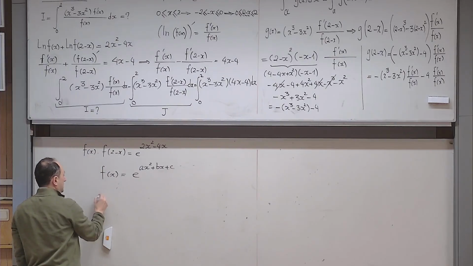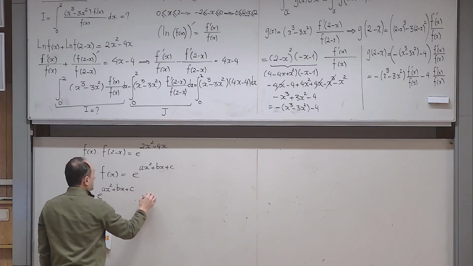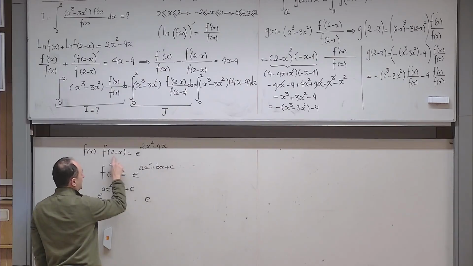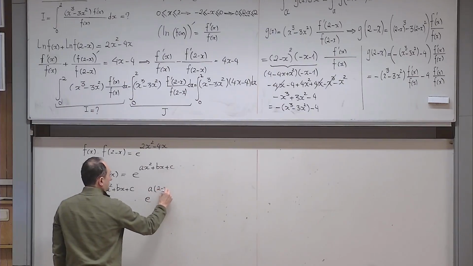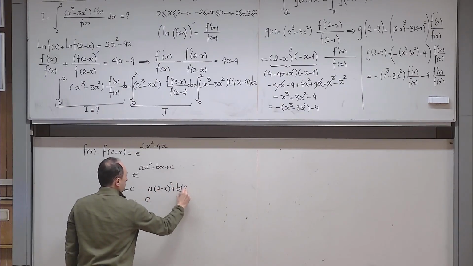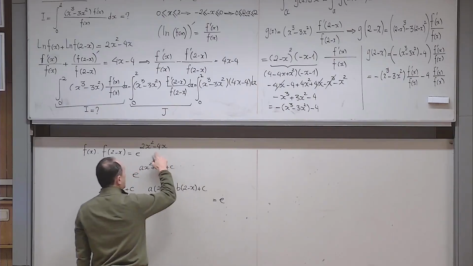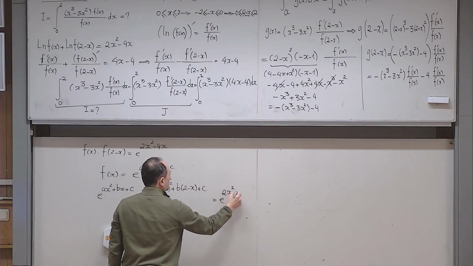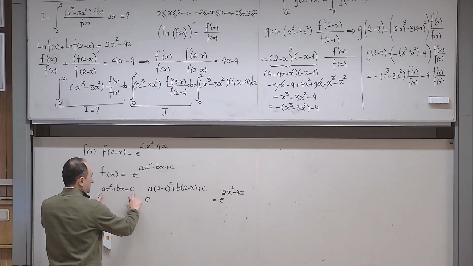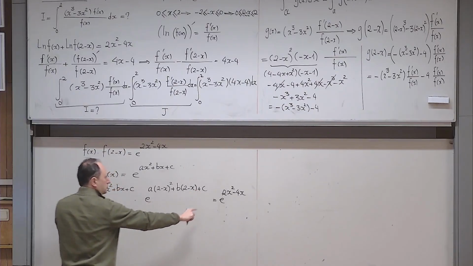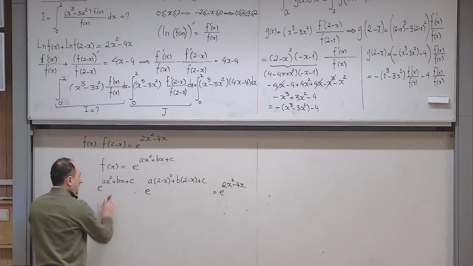So f of x is e to the power of ax squared plus bx plus c multiplied by e to the power of the same thing, but 2 minus x instead of x. So it becomes a times 2 minus x to the power of 2 plus b times 2 minus x plus c. And then it is supposed to be identical to 2e to the power of 2x squared minus 4x. Then, of course, the exponent here plus the exponent here should match the exponent there because these are powers with the same bases. And I calculate it simply.